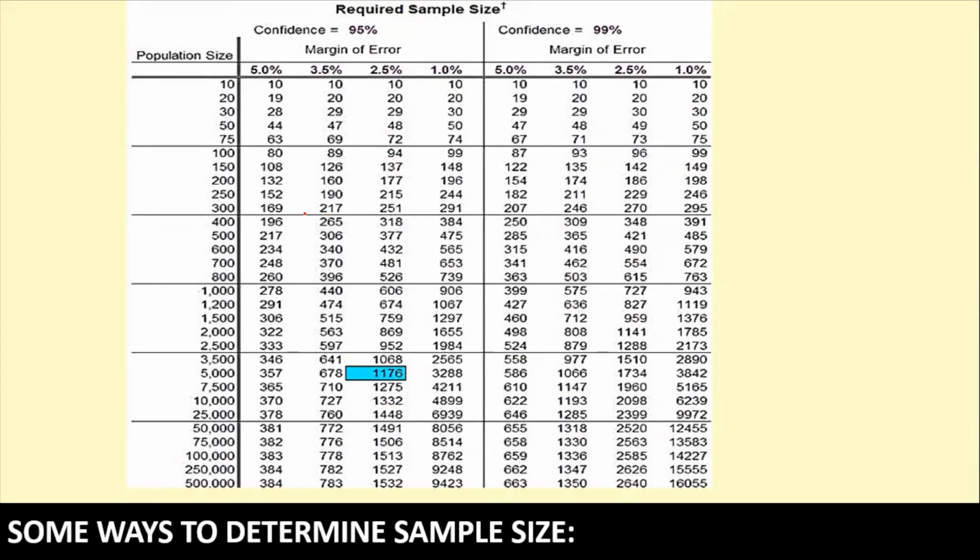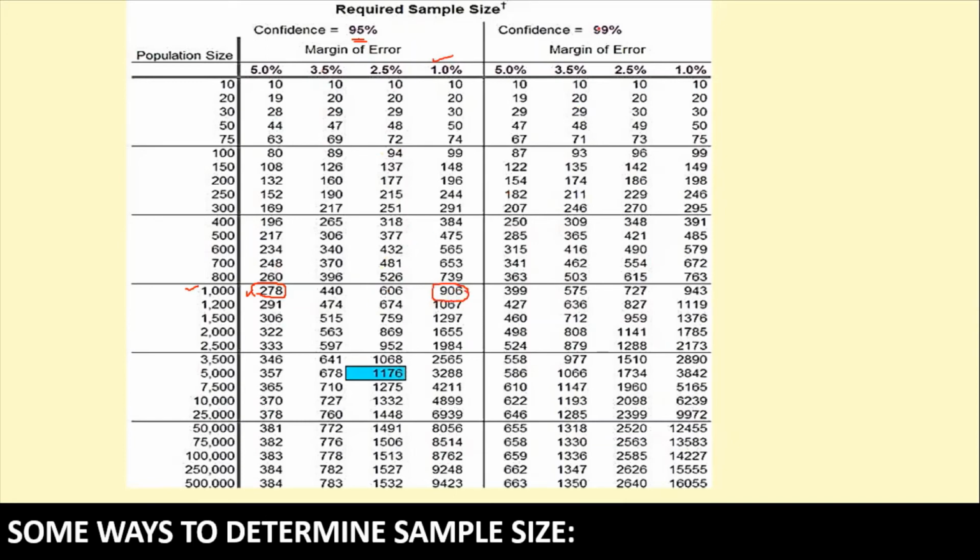So simple lang siya. We simply look at the population size. For example, 1,000 ang population size. Dayon, ang confidence level nga imong gusto is 95%, with a margin of error of 5%. So meaning 278 samples imong kwaon. Or kung gusto ka nga gamay ra gyud ang error, 1% lang, then 95% confident ka, you can use 906 samples.